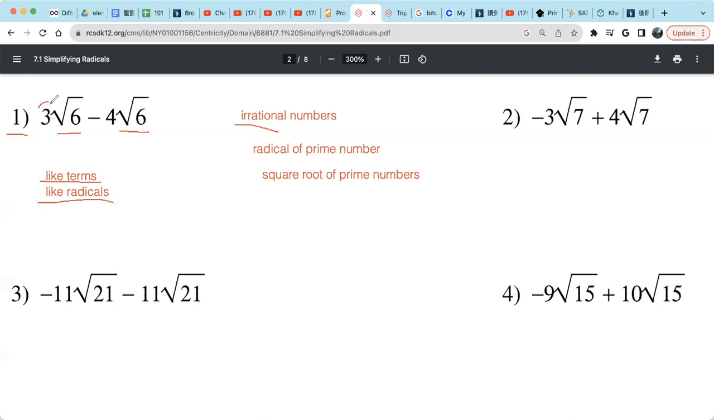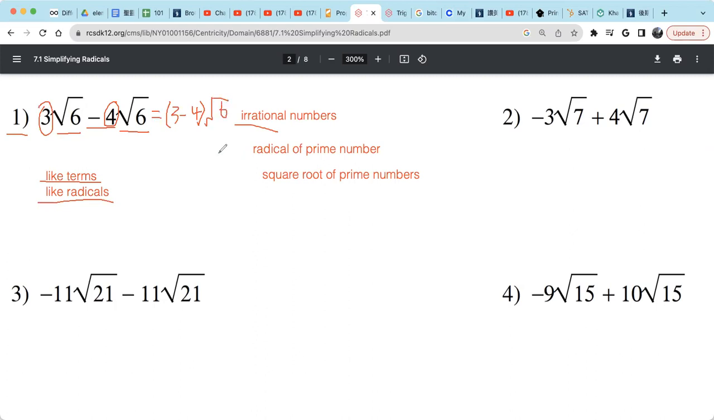We have 3 of radical 6. Then we have minus 4, or we can think as subtract 4 of radical 6. So radical 6 is a common factor, right? So what do we do? We just do 3 minus 4, then multiply by square root of 6.